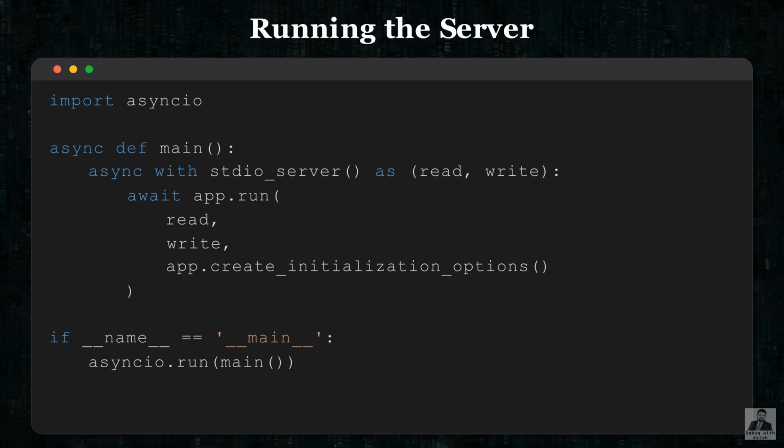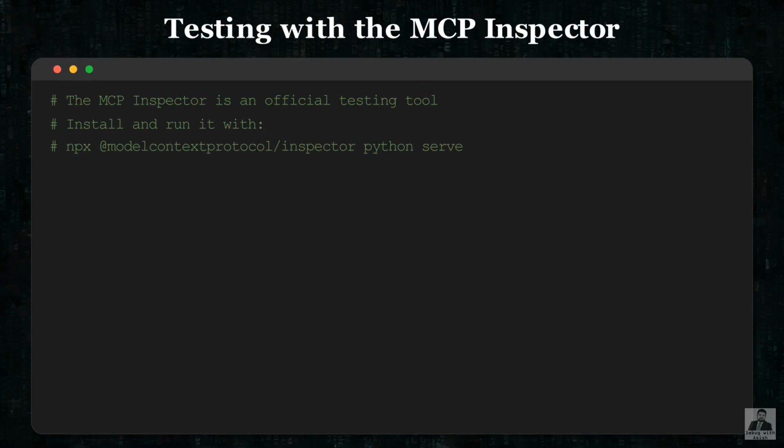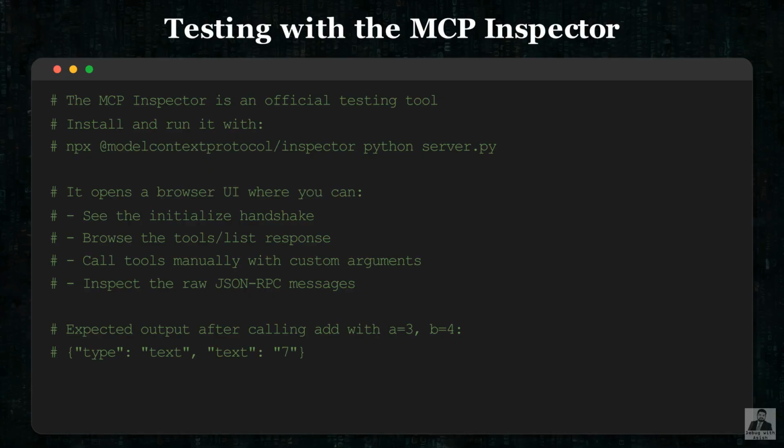We test it using the MCP Inspector. The MCP Inspector is an official tool for testing servers interactively. We run it with npx, passing the command to launch our server. It opens a browser interface showing the full connection lifecycle. We can see the initialize handshake, browse the tools/list response, showing our add tool and its schema, and call the tool manually by entering arguments and clicking run. The raw JSON RPC messages are visible in a panel on the side. This is the fastest way to verify a server is working correctly before connecting it to Claude.